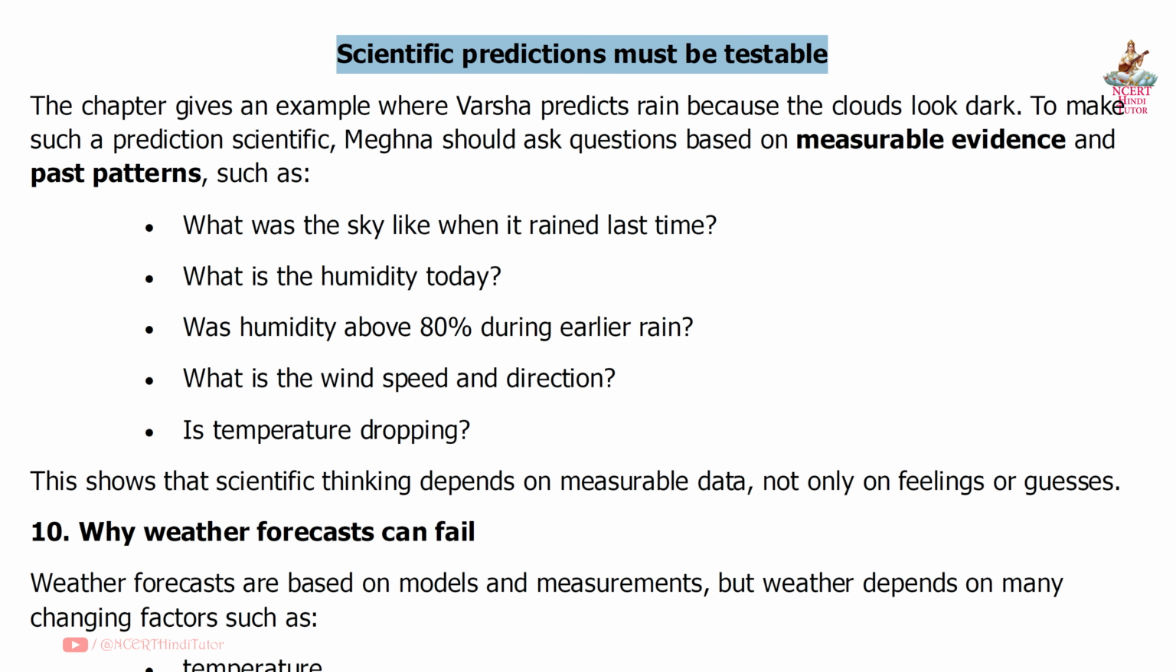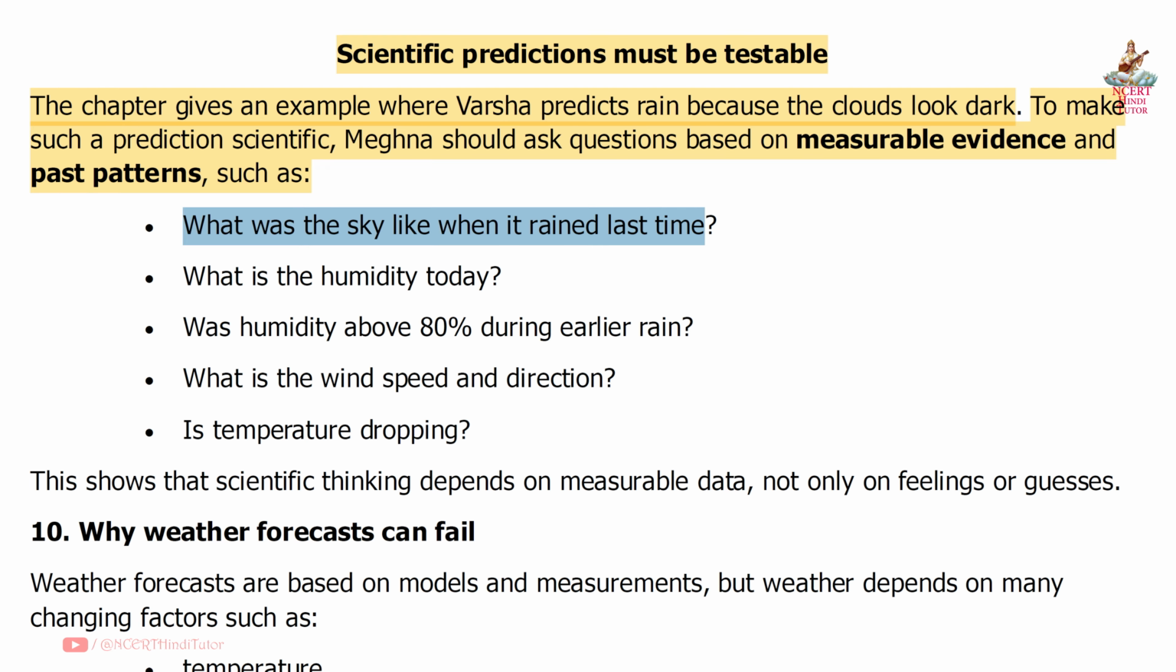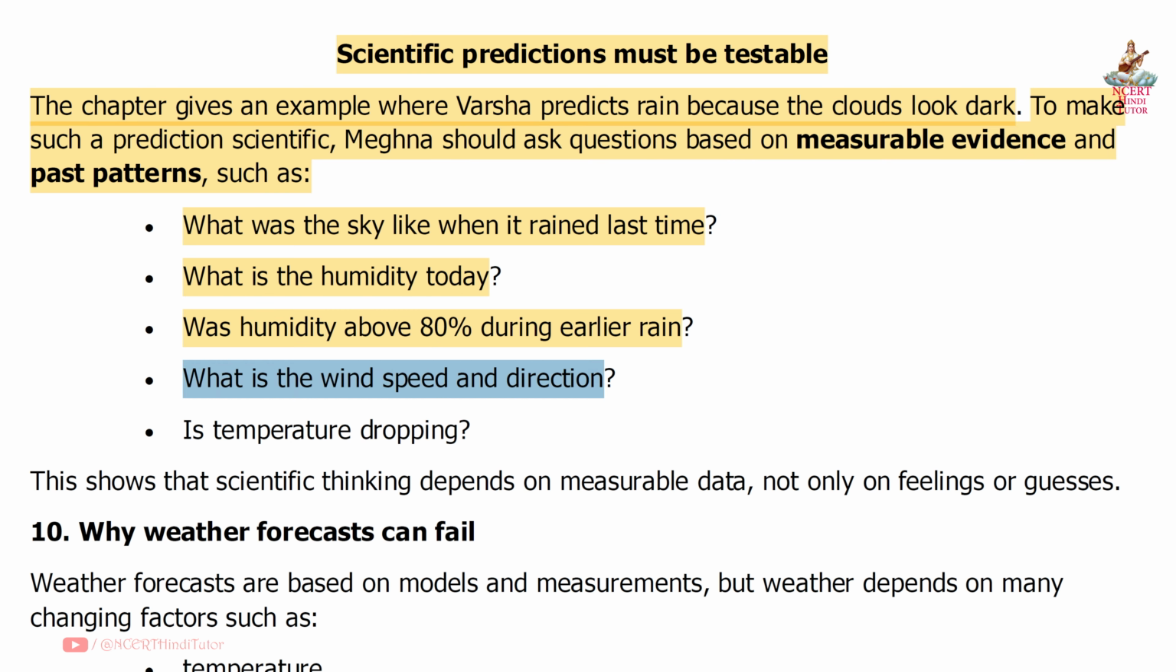Scientific predictions must be testable. The chapter gives an example where Varsha predicts rain because the clouds look dark. To make such a prediction scientific, Meghna should ask questions based on measurable evidence and past patterns, such as: what was the sky like when it rained last time? What is the humidity today? Was humidity above 80% during earlier rain? What is the wind speed and direction? Is temperature dropping?